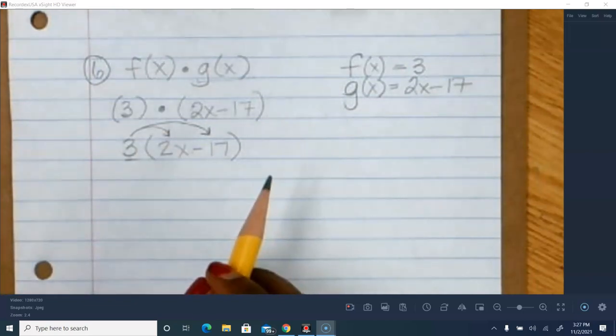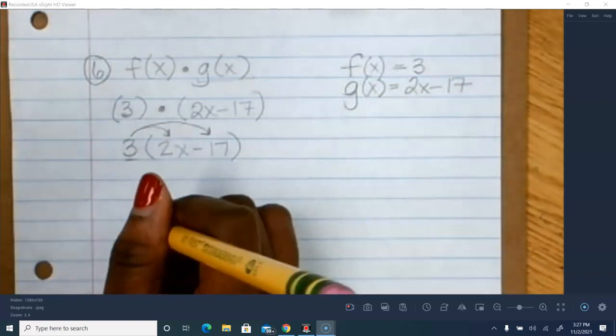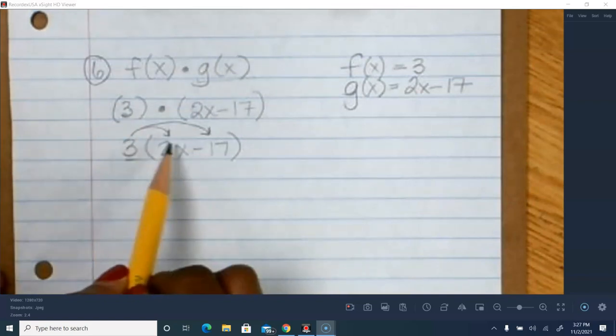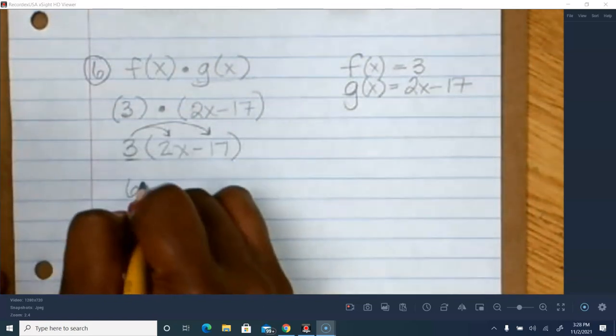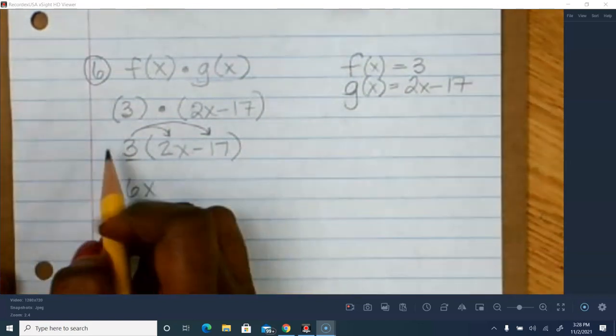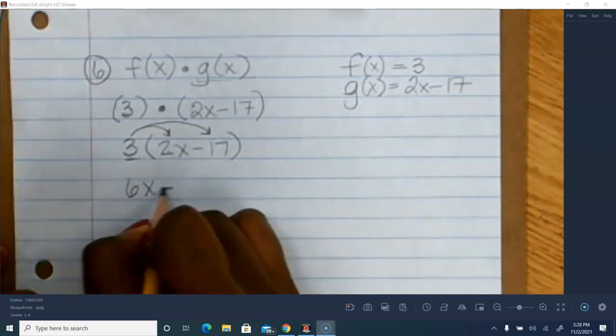And we have to make sure that we distribute that 3 to both terms. So I'm going to do mental math and think to myself, a positive times a positive is a positive. 3 times 2x is 6x. And then 3 times negative 17. So a positive times a negative is a negative.